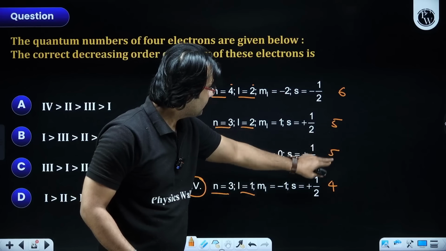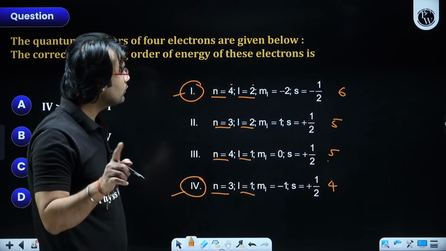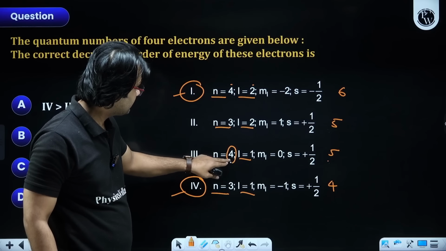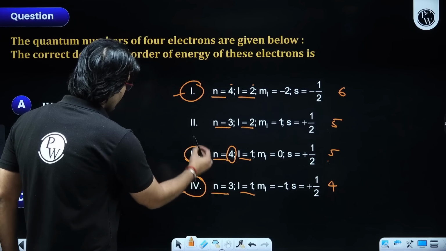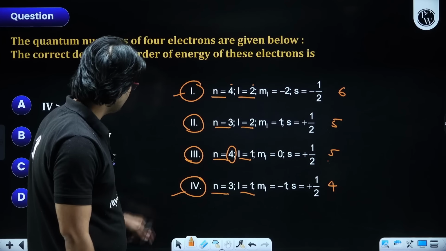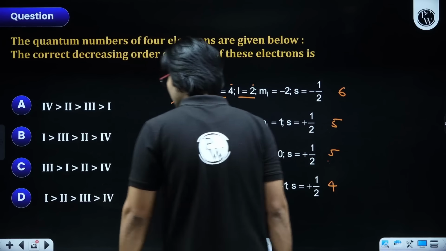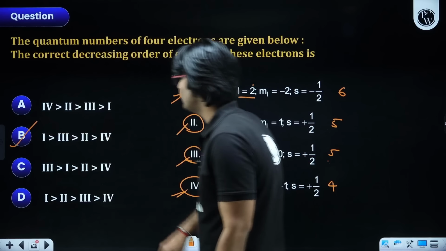Now for these two, n plus l are equal, so we compare them by the value of n. Here n is 3, here n is 4. So n=4 is greater, so the third will have more energy than the second one. So the order will be 1, 3, 2, 4. That is option B.